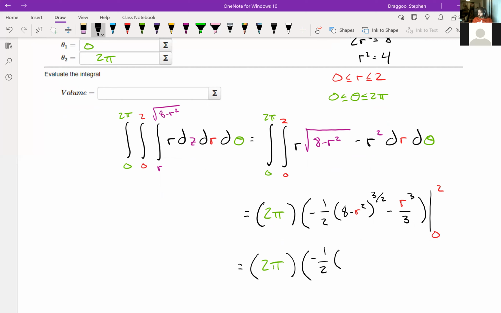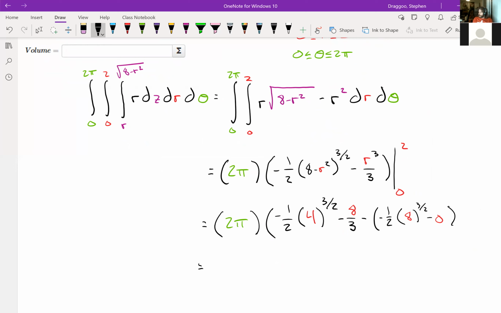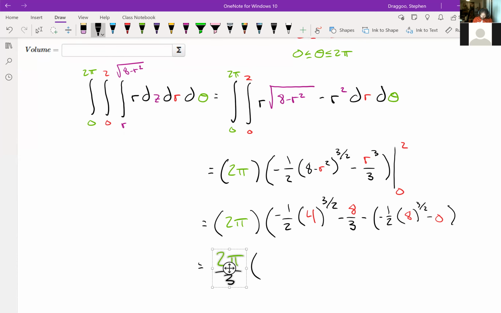And does this thing simplify? Probably it simplifies a little. Yeah. Not a whole lot, though. I ended up getting 2 pi times, let's call it 2 pi over 3 times 8 to the 3/2 minus 16.